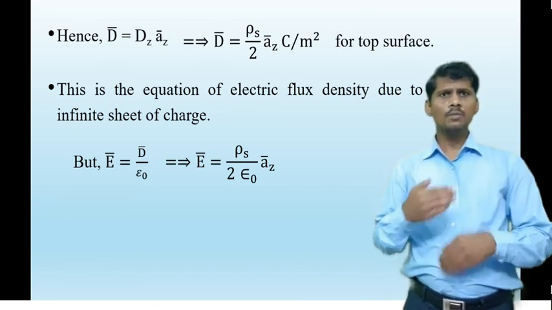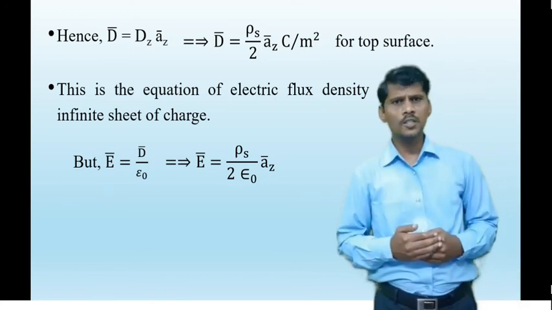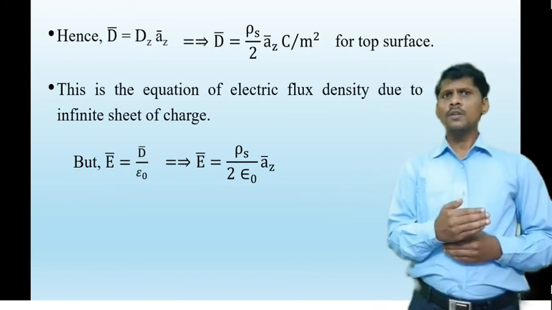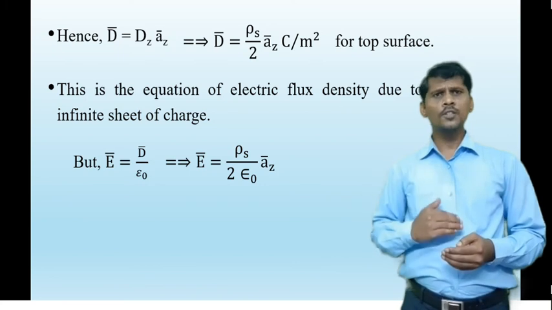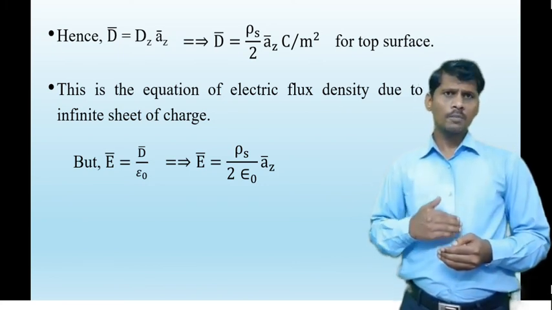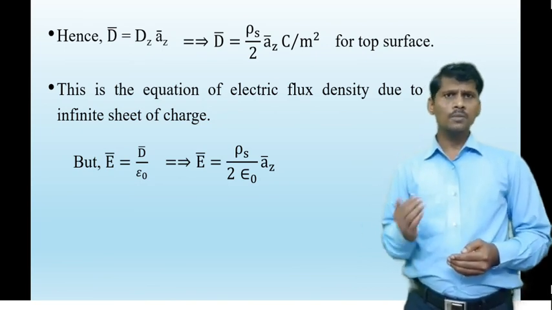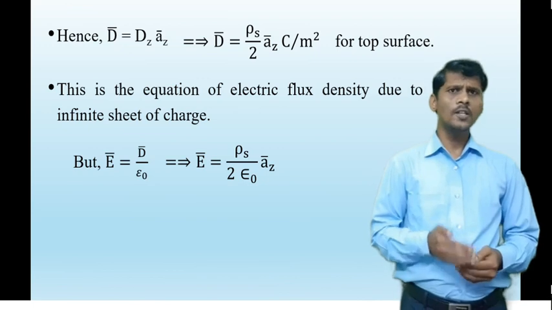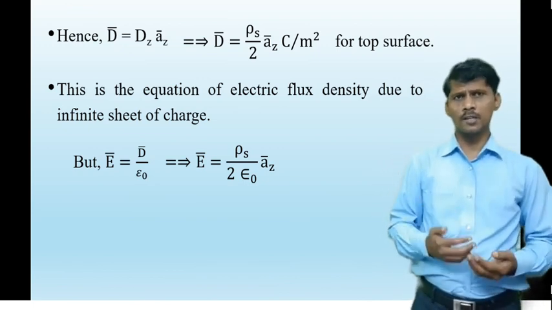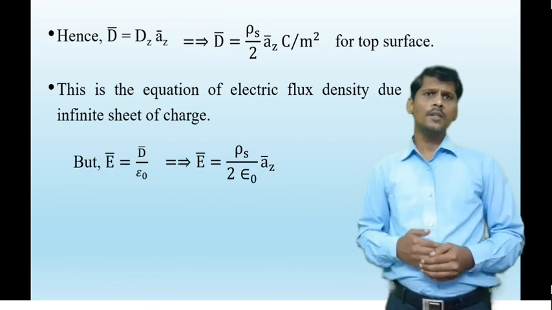And similarly, for the bottom of the surface, what is the value of the electric field intensity and electric flux density? D bar is equal to, for the bottom of the surface, what is the charge density? Minus rho s coulombs per meter square. Minus rho s by 2 into minus a_z bar. Minus into minus is plus, so for the bottom of the surface, the electric flux density is rho s by 2 into a_z bar. And the electric field intensity is also rho s by 2 epsilon naught a_z bar.